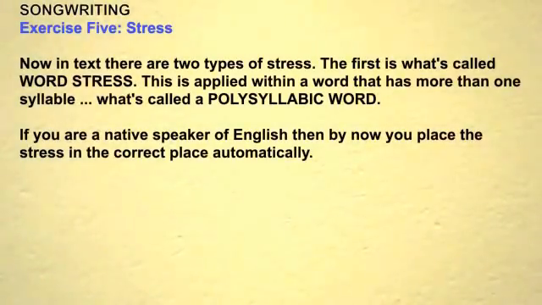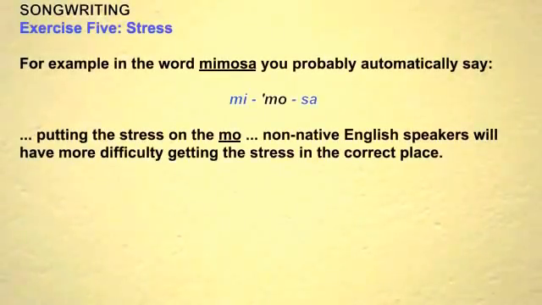Now, in text there are two types of stress. The first is what's called word stress. This is applied within a word that has more than one syllable, what's called a polysyllabic word. If you're a native speaker of English, then by now you place the stress in the correct place automatically. For example, in the word mimosa, you probably automatically say mimosa, putting the stress on the mo. Non-English speakers will have more difficulty getting the stress in the correct place.